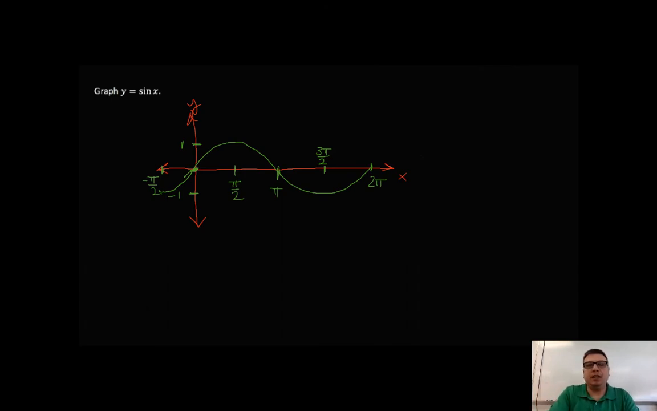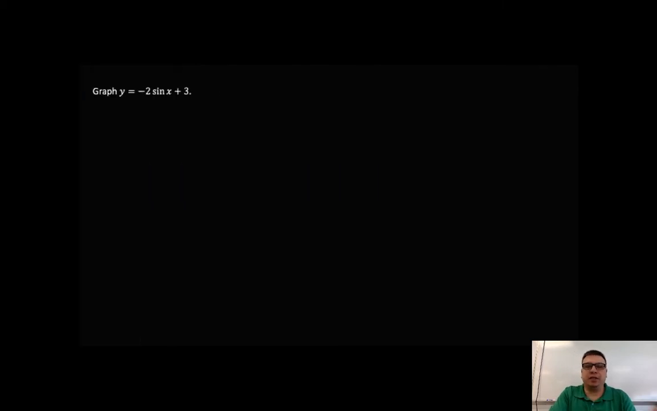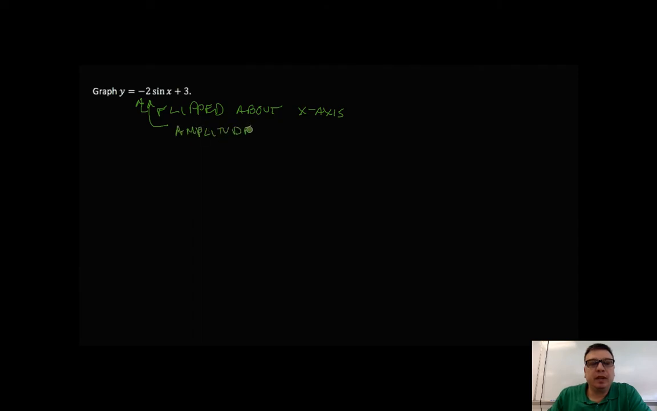All right, so let's graph one now that has some transformations. The nice thing is that all of the work that we've done with transformations before is the same. So if I look here, this negative sign means that it's flipped about the x-axis. The 2 means that it's been stretched. And if it's been stretched, that means the amplitude is going to change. So the amplitude is now 2.